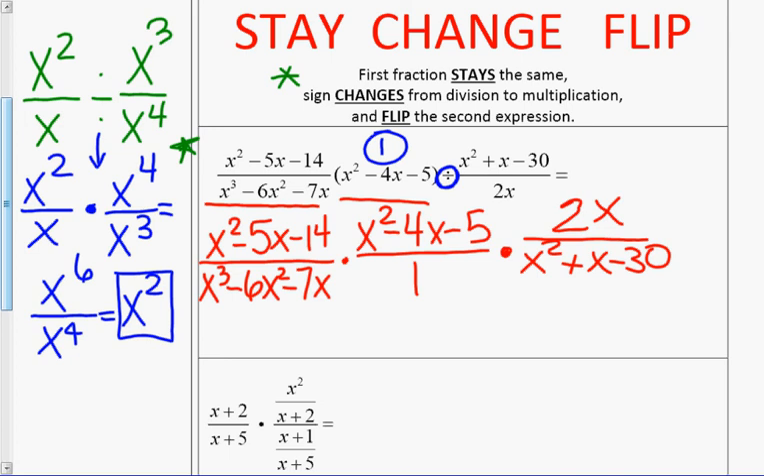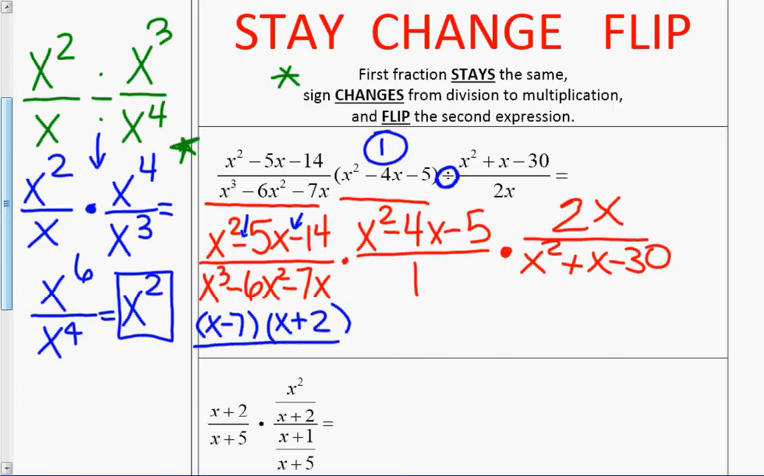x squared minus 5x minus 14. So we need to factor this. I know it's going to be two binomials, x in the beginning. I see that the signs are different. The larger one's negative. Factors of 14 are 7 and 2, and that's going to work for there.